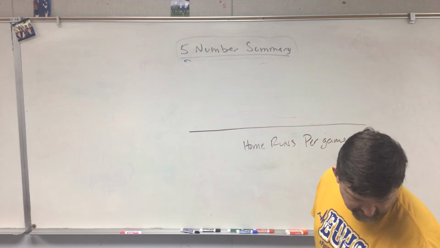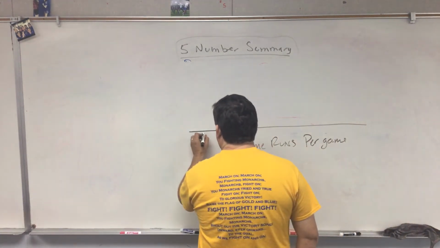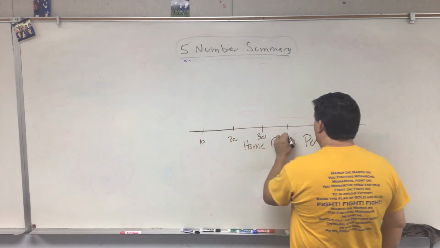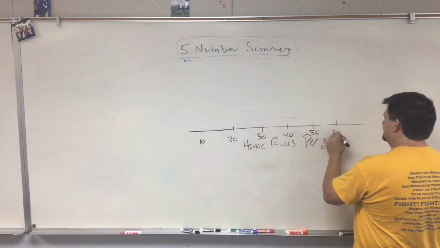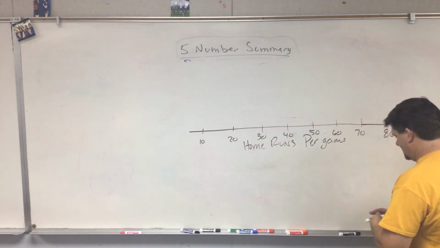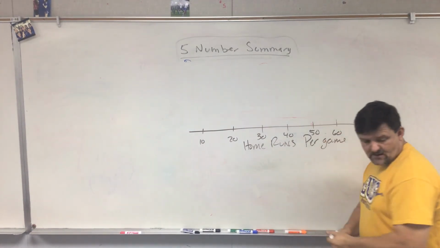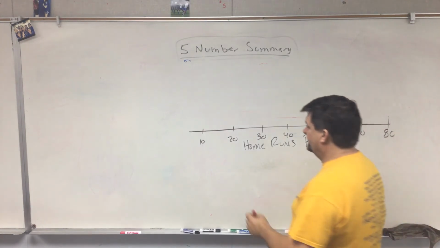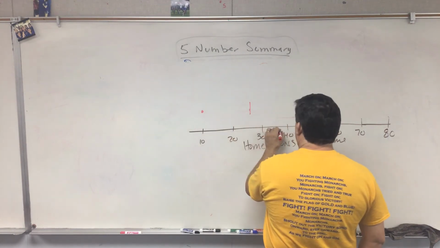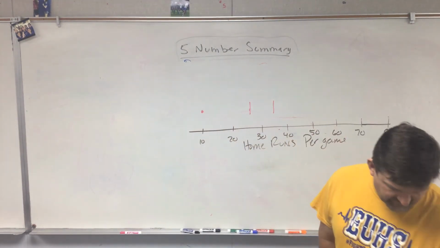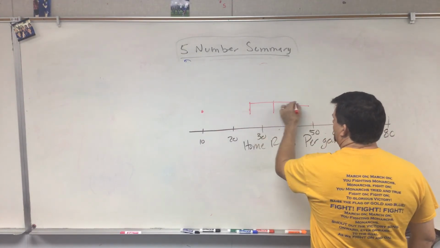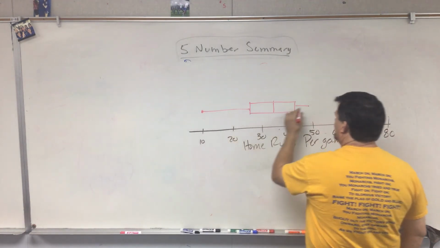And at home runs per game, we've got 10, and we'll go 20, 30, 40, 50, 60, 70, 80. All right. So then I'm going to do Hank Aaron in red. He's 10, 26, 34, 44, 47, I think. So that's Hank Aaron's data right there.